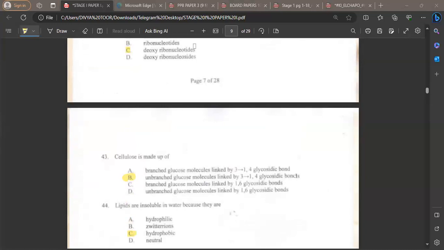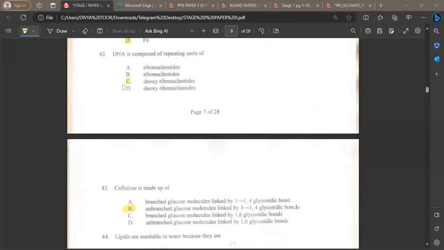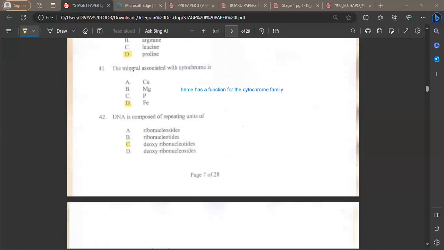So on the group, someone, Frank, has said cytochrome is a general term for a group of proteins that contain a heme group. Okay. Is everyone okay with C? Or number 42? For number 41, I think it's both iron and copper. But I feel like here you'll just have to choose the most probable answer.